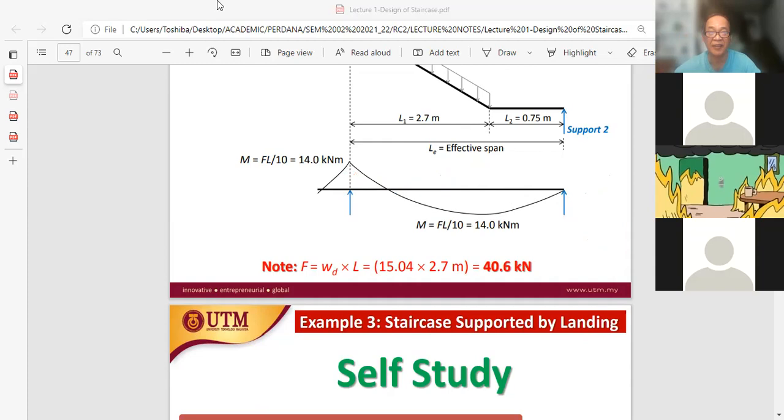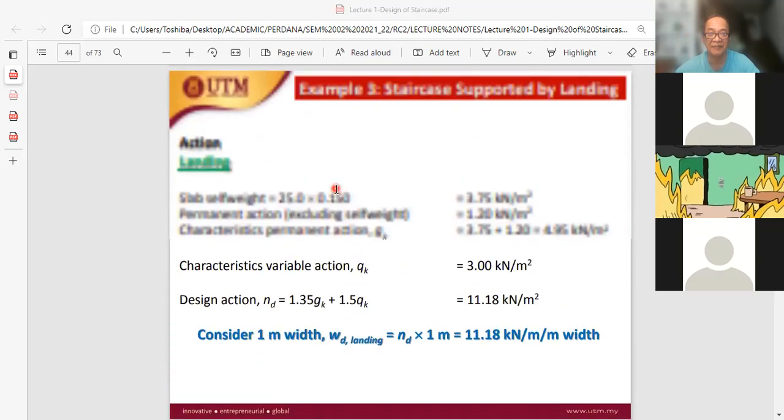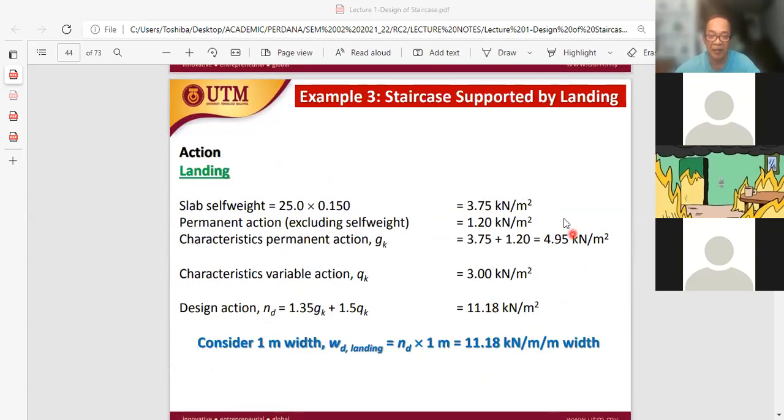landing. We haven't looked at the landing yet, right? So if we look at the landing, where is it? Right, this is the landing. The landing loading is approximately 11.2, which comes from 1.35 GK with QK acting on the landing only. We're not talking about the staircase, we're talking about the landing. The landing is 150 mm thick, giving us our self weight plus services to be approximately 5 kilonewton per square meter. QK is 3, and this gives us a design load of 11.18.